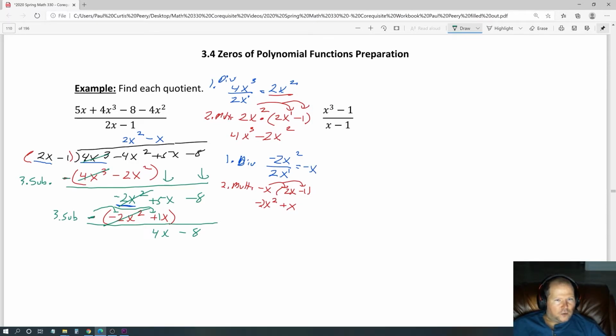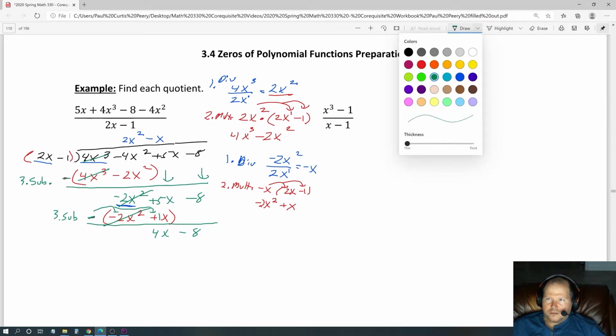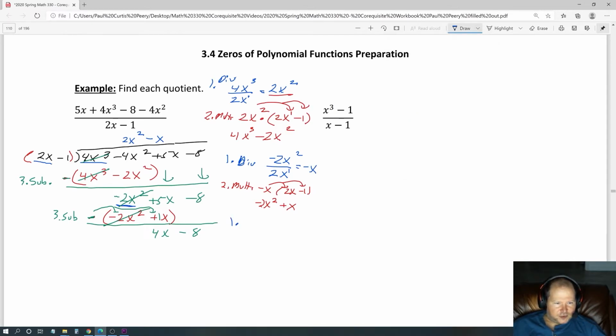So we did all 3 steps. We're done with that iteration of the process, and we go back and do it again. The first step again is division. We divide this first term: 4x divided by 2x is just 2. 4 divided by 2 is 2, and the x's cancel out. We put the 2 up here, keeping everything in the same columns: x squared over the x squared, x's over the x's, and constants over the constants.